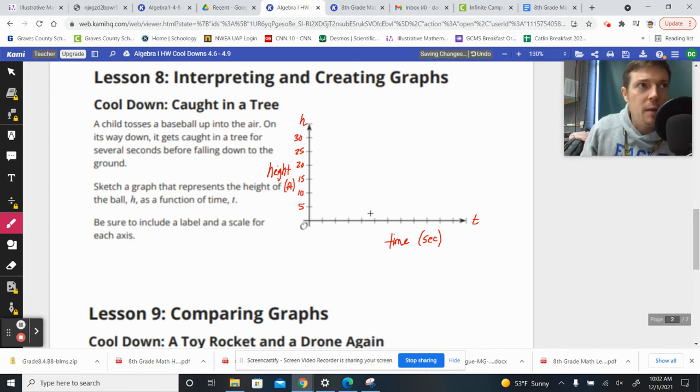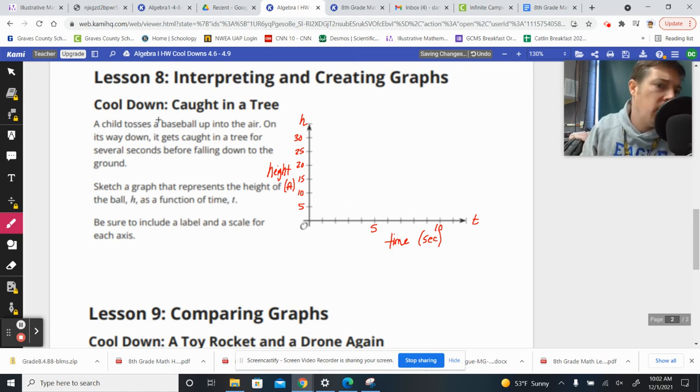And then, okay, time that the ball is in the air. So I throw it: 1, 2, 3, 4. Okay, it gets caught in a tree: 5, 6, 7, 8. On the way down, 9, 10, maybe 10, 15 seconds. So let's see, 1, 2, 3, 4, 5, 6, 7, 8, 9, 10. I think we could probably just count by ones down here. There we go. So I think we've got everything labeled. We've got it scaled. Now we can tell the story.